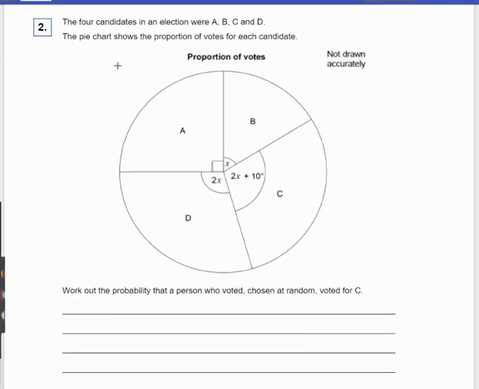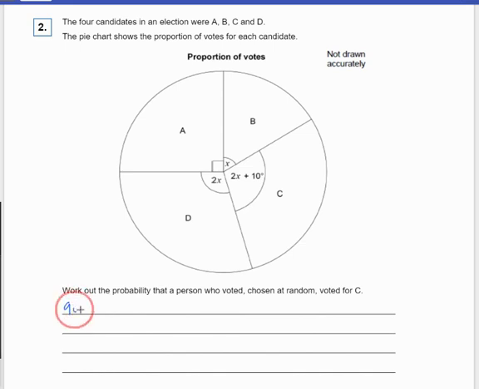Okay, so here we have the four candidates in an election were A, B, C, and D. The pie chart shows the proportion of votes for each candidate. Work out the probability that a person who voted, chosen at random, voted for C. First thing we can see is we've got angles around a point, and that's going to add up to 360 degrees. So I can already start doing that piece of work.